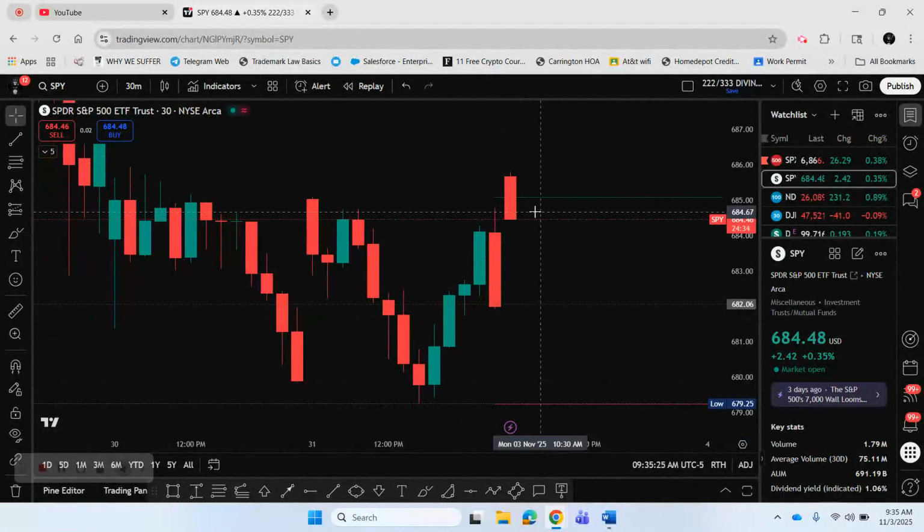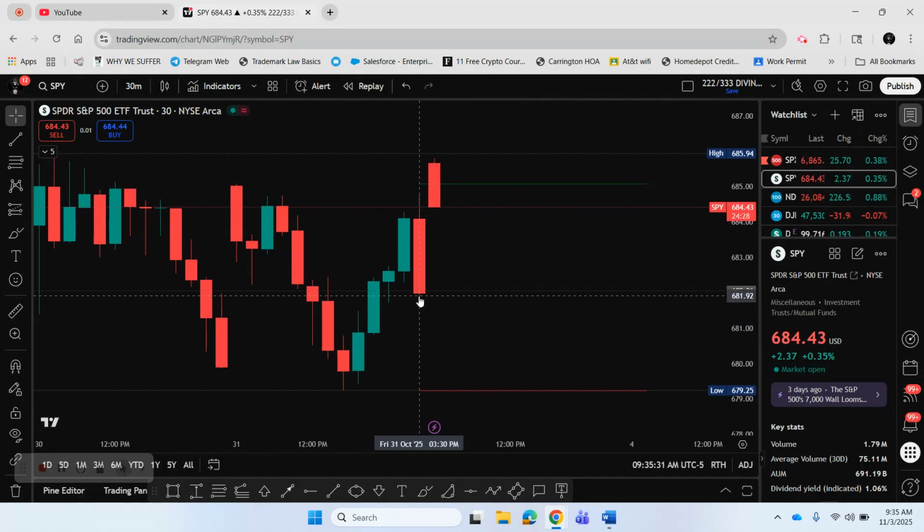All right, so currently this is the green line for the previous day high. We got price coming back in the range. I really want to focus on this red candle because we did gap up. So we're just gonna play this real simple.